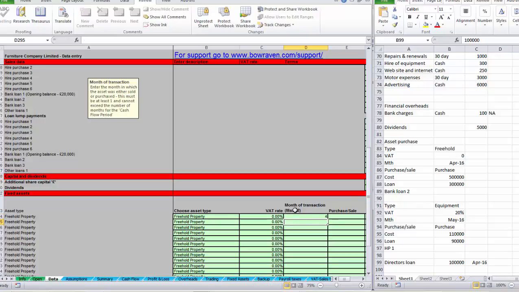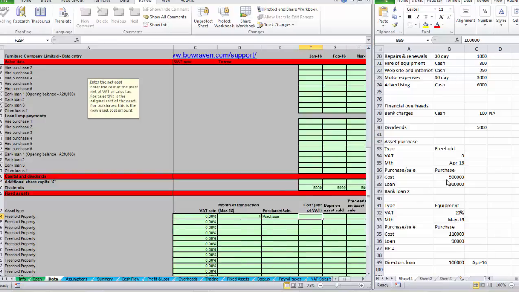And notice here it says maximum 12. The reason it's saying that is because we're only forecasting for 12 months. If this was 36 months, it would allow you to put your purchase up to 36 months and so on. It stops you from forecasting outside the period you're looking for. So in this case, it's a purchase. So just select its purchase. And then the cost. In this case, it's £500,000. So one more nought.